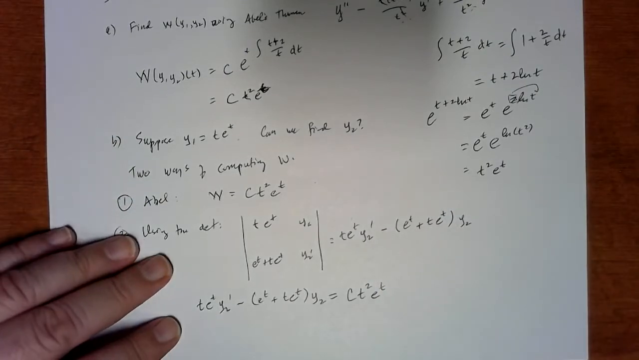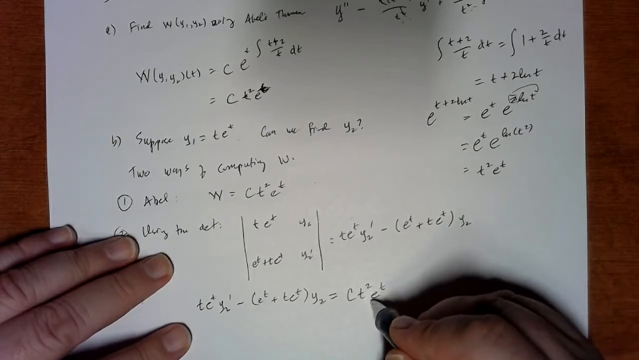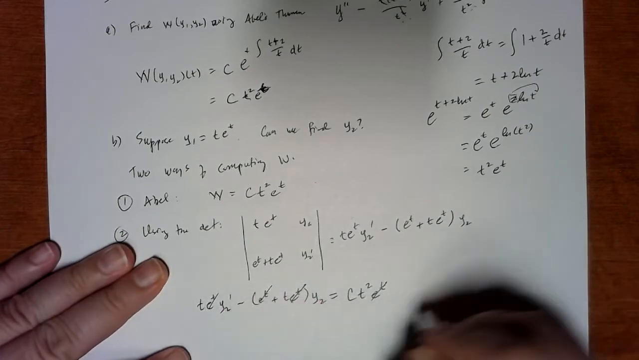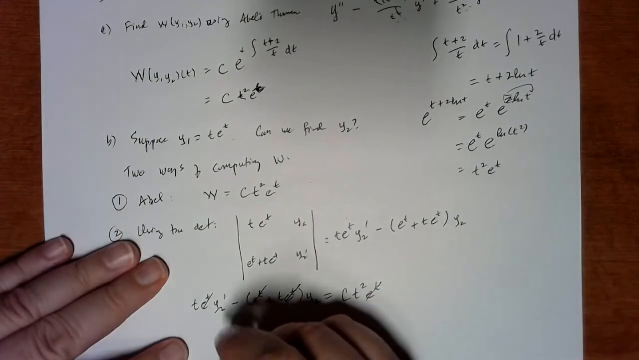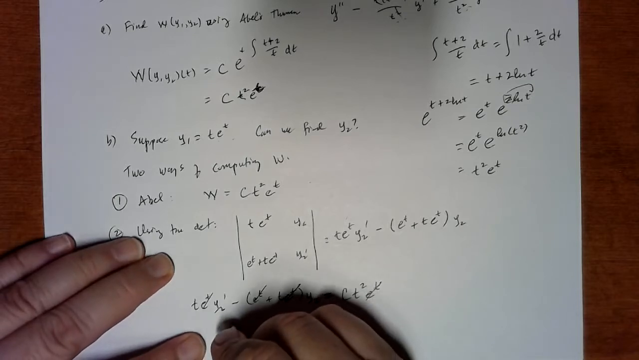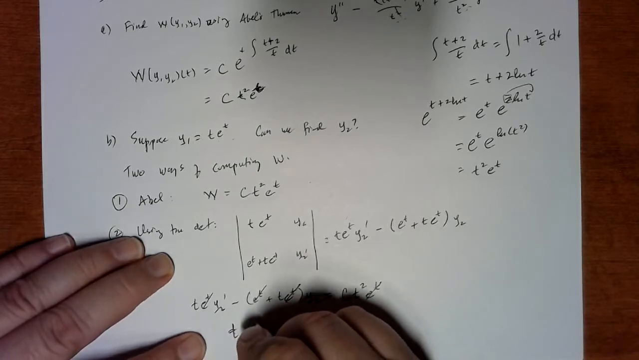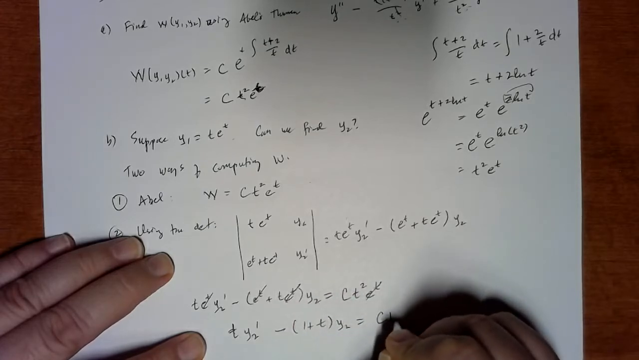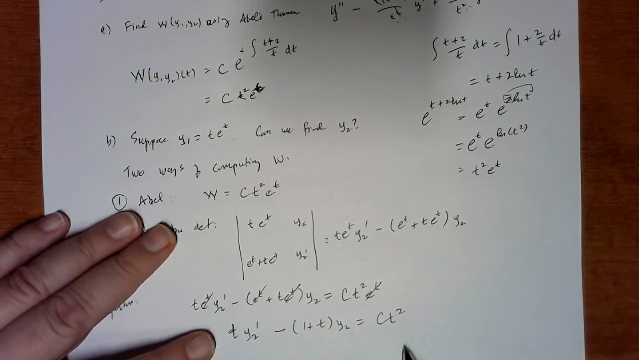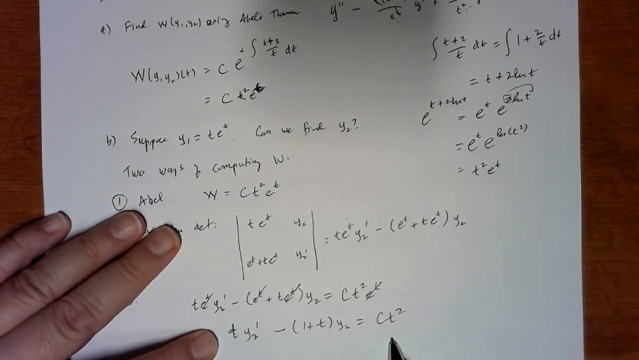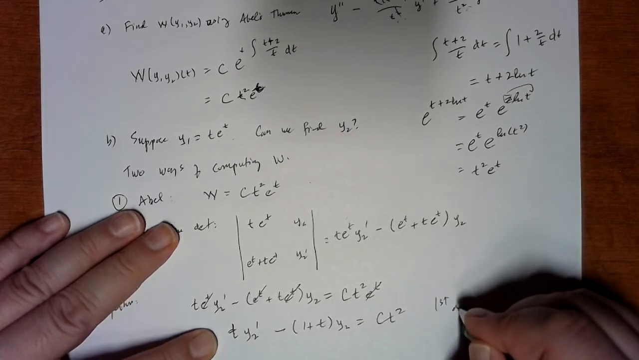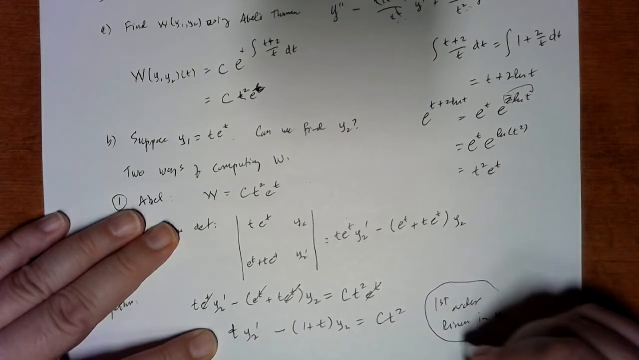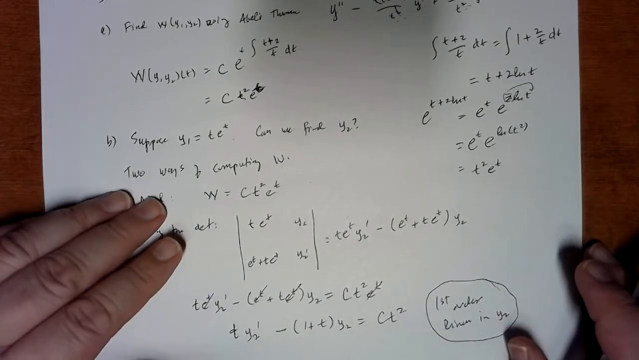All right. If we get rid of the e to the t's, things cancel a lot. Okay, so then we have t y2 prime minus 1 plus t times y2 is equal to c t squared. What kind of a differential equation is that? It is first order linear in y2.